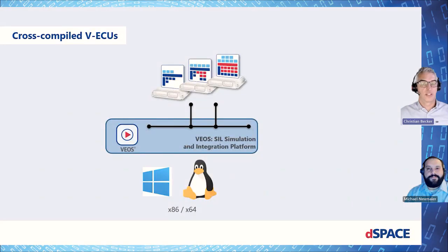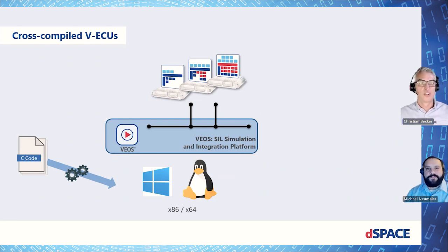Of course, let me focus on cross-compiled v-ECUs here, where the code is compiled for the simulator platform. This kind of v-ECU is most dominant in the market and has largest benefits in terms of cost, performance, and availability. Here are some important criteria to create cross-compiled v-ECUs. First of all, the code must be compilable for the simulator platform. That means for a Windows or Linux platform.